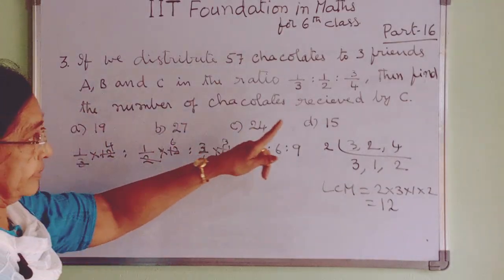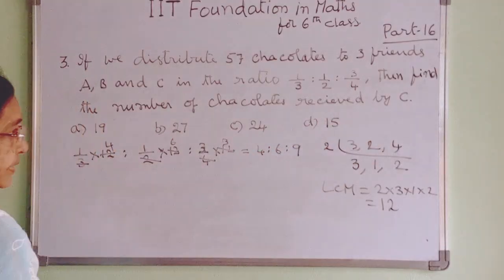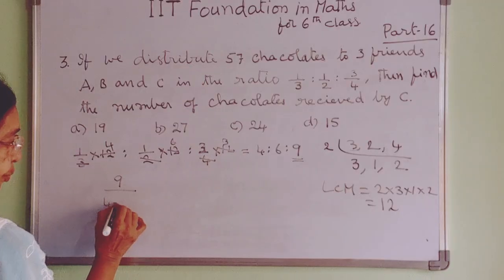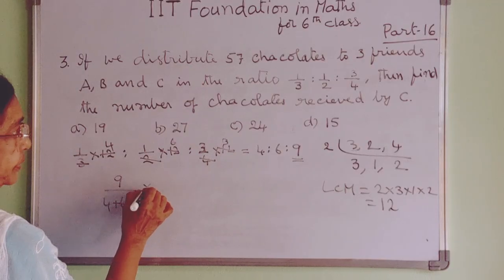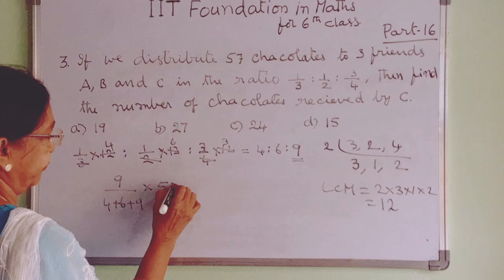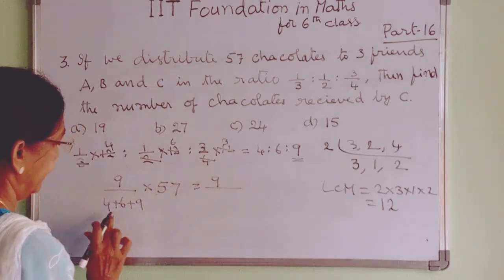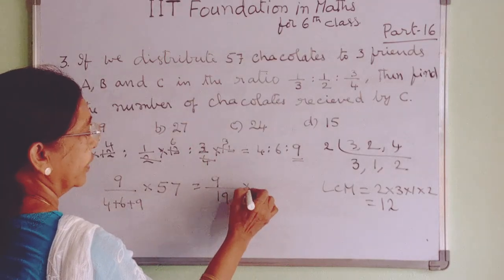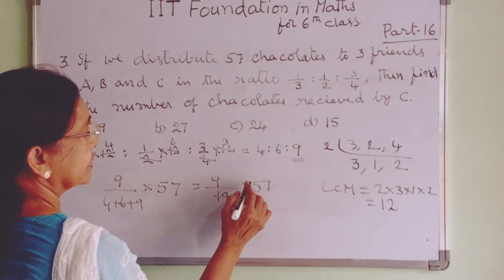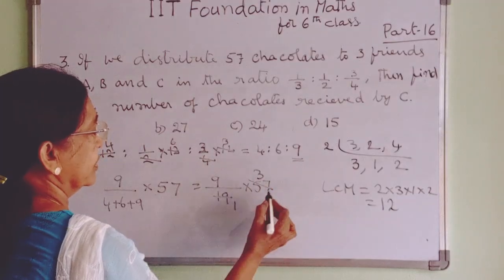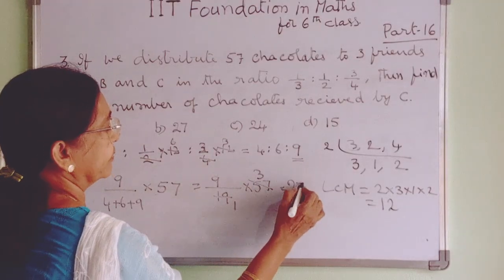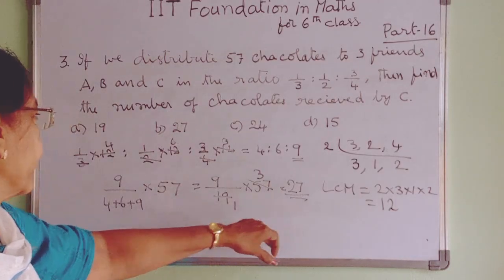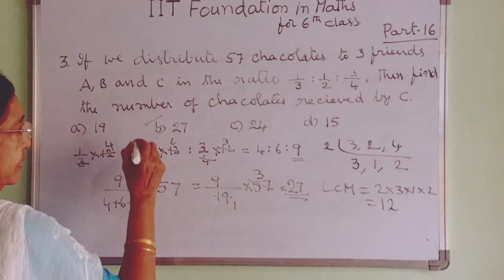Therefore, the share or number of chocolates received by C, that is the third share, is 9 by total parts, that is 4 plus 6 plus 9, into total chocolates distributed, 57. That is equal to 9 by 19 into 57. 19 ones are 19, 19 threes are 57. That is equal to 9 threes, 27. Therefore, the number of chocolates received by C is 27. That is, option B is correct.